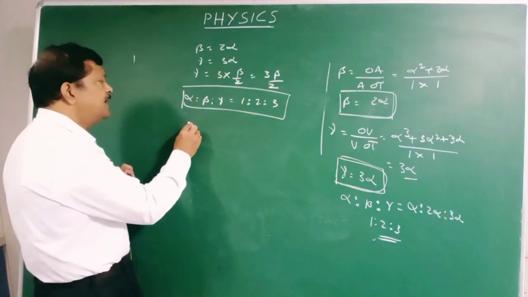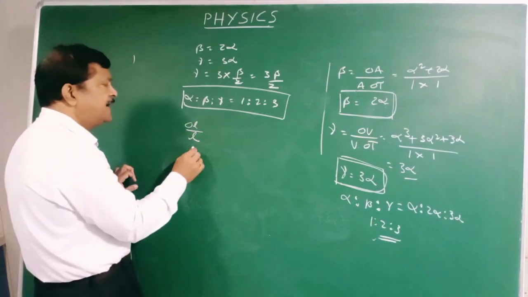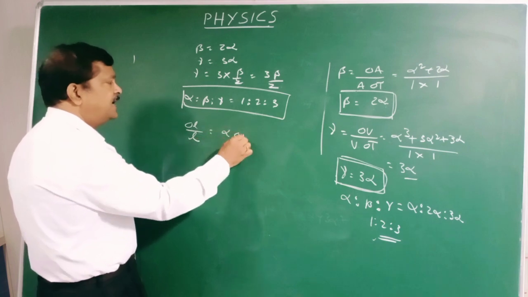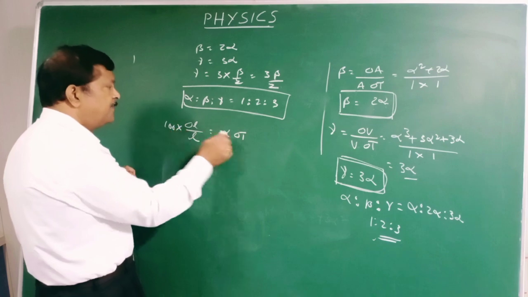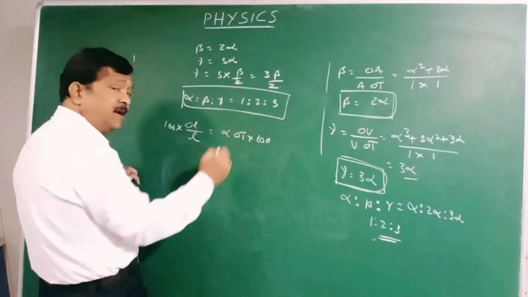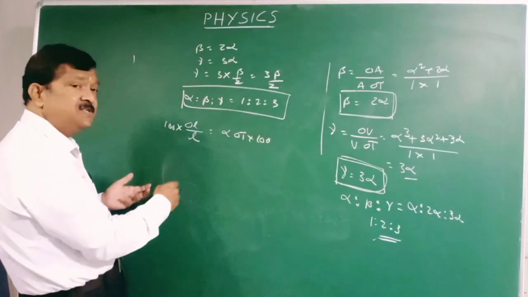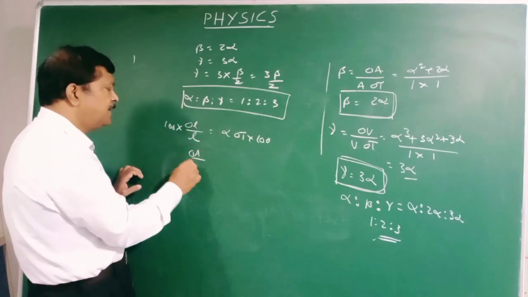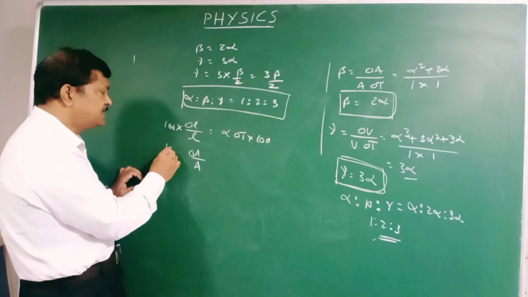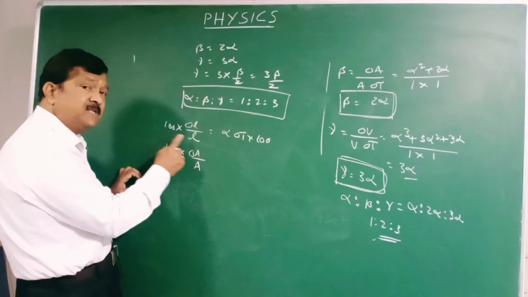If you consider relative change, delta L by L, that is alpha delta T, and for percentage change, multiply with 100: alpha delta T into 100. Now let us consider percentage change in area. So delta A by A, this is the relative change. Let us multiply with 100, and you get the percentage change.